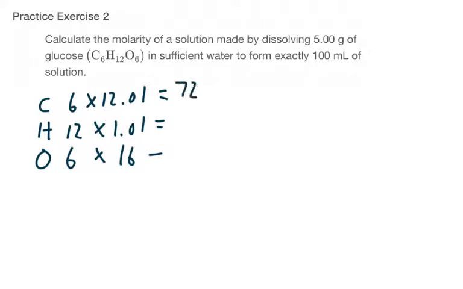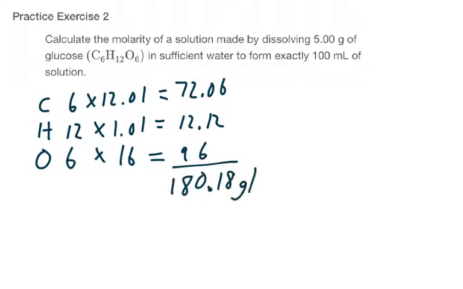Add these up, and we get 72.06, 12.12, 96. When we add this up, we get 180.18 grams per mole. Let's convert this now from grams to moles. We got 5 grams of glucose. Divide that by the molar mass.